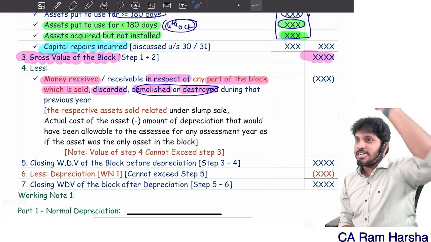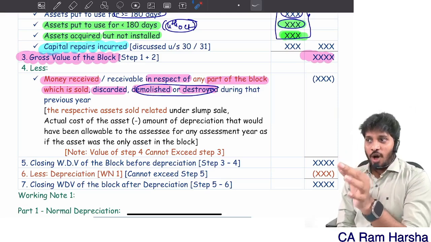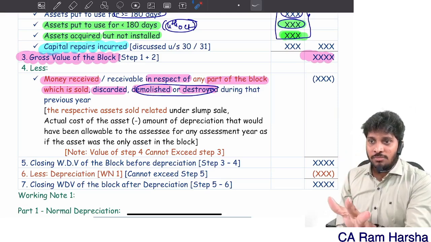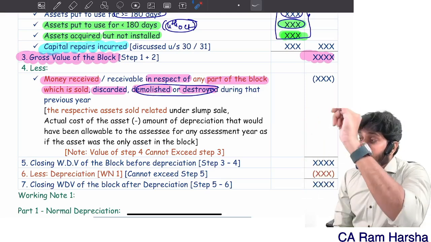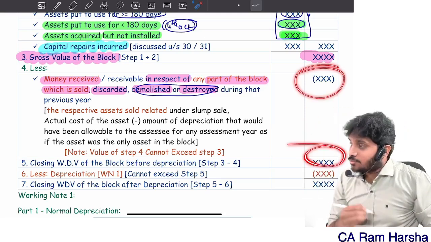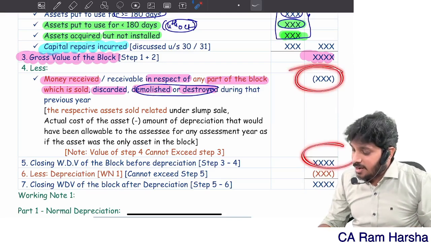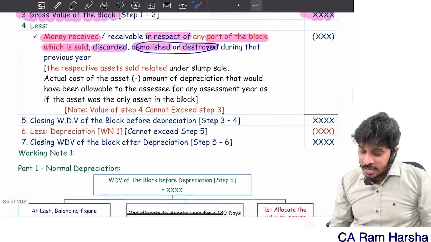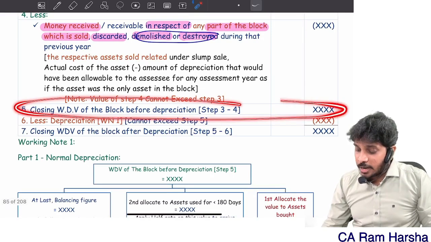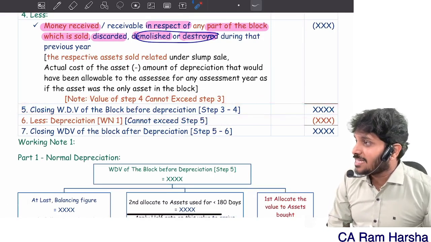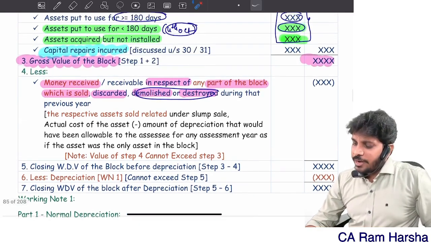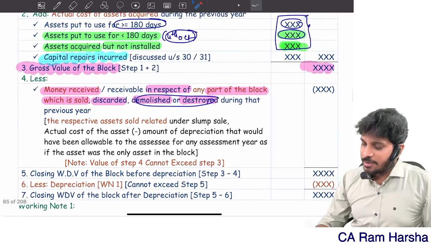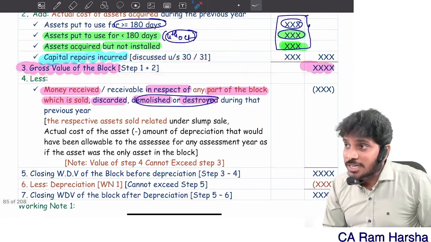Fine. Then calculate depreciation. If there is a block and if there is a value, then you can calculate depreciation. What is meant by that value? After sale, whatever value remains is called the value for depreciation, the WDV before depreciation. Okay, don't worry. Until opening you understood. Gross block value logic until now you understood.